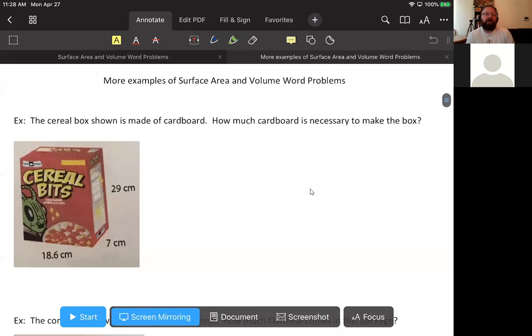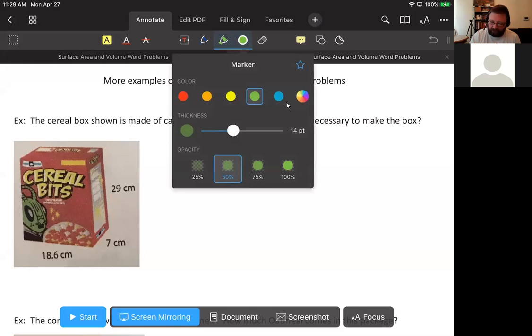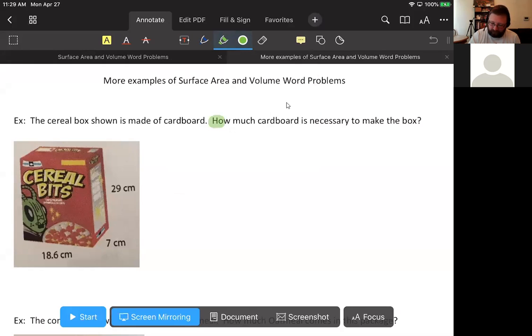So just a couple more examples here of surface area and volume word problems. This first problem shows a cereal box. That cardboard box is made out of cardboard, and the problem simply asks how much cardboard is necessary to make the box. So again, the big key here is we have to think to ourselves, well, what is it actually asking us to do? And in this case, it is asking us to figure out the surface area of a rectangular prism.